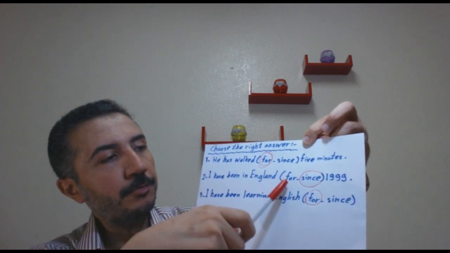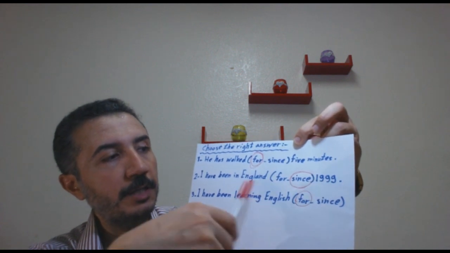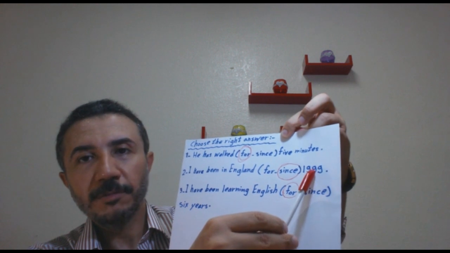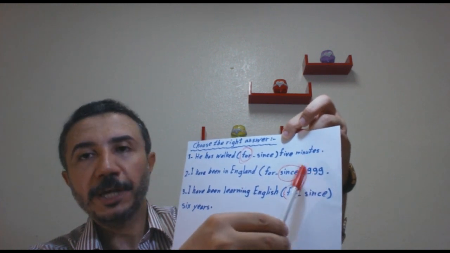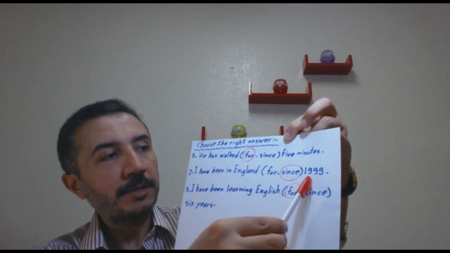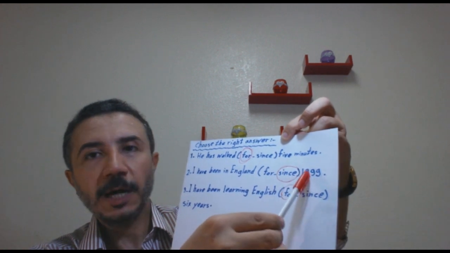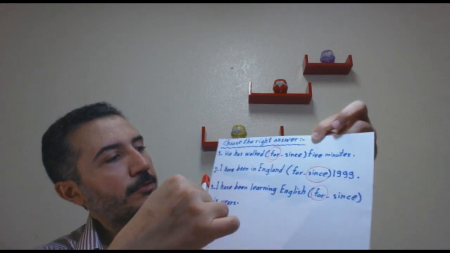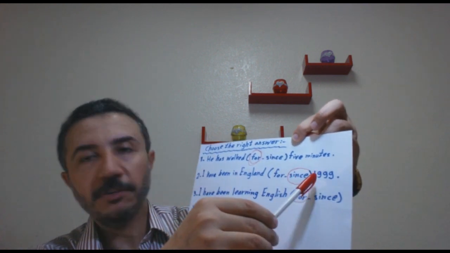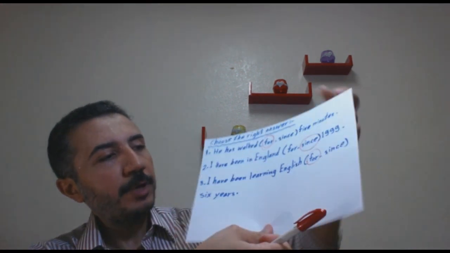The second sentence: I have been in England for or since 1999. After the brackets there is a date or a year, so we use since with a year. So we say, I have been in England since 1999.